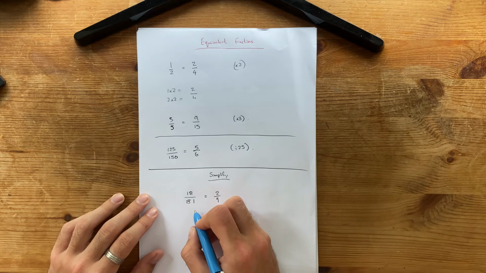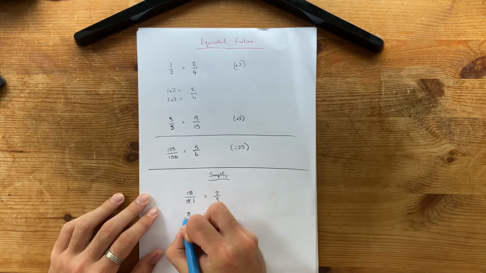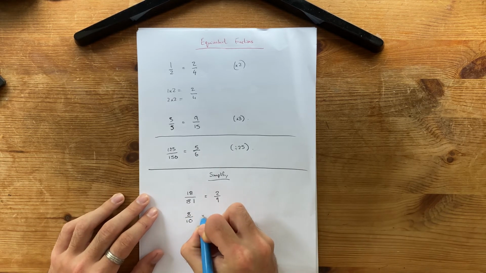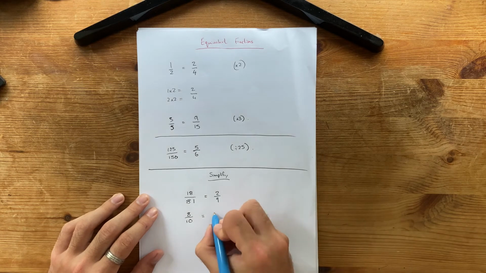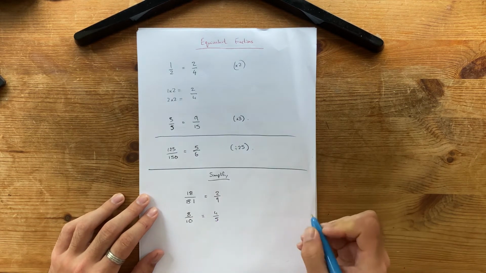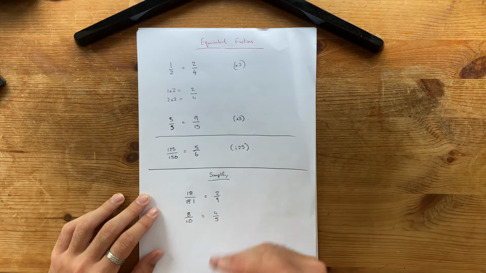Another one could be 8/10. And 8/10, if we divide both by 2, we get 4/5. So there we have an easier one, it looks a lot nicer and it's a lot easier to look at.